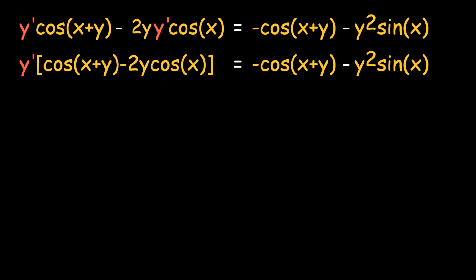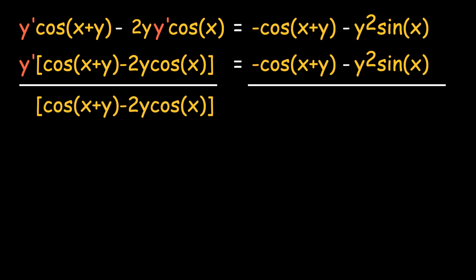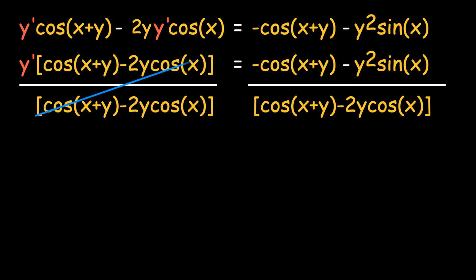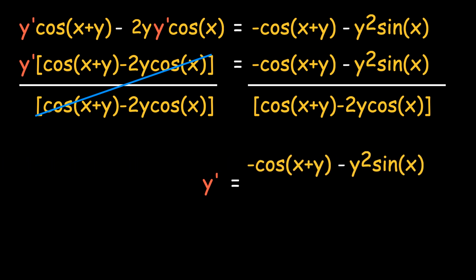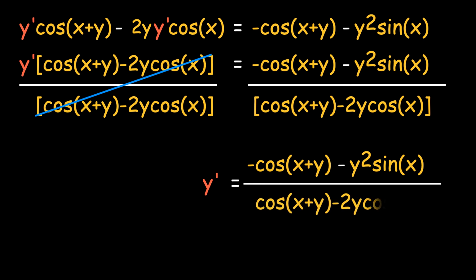Since we need to solve for the value of y prime, we need to divide both sides of the equation by cosine of angle x plus y minus 2y cosine of angle x. The next step, we need to cancel cosine of angle x plus y minus 2y cosine of angle x. Therefore, the value of y prime is equal to negative cosine of angle x plus y minus y squared sine of angle x over cosine of angle x plus y minus 2y cosine of angle x.